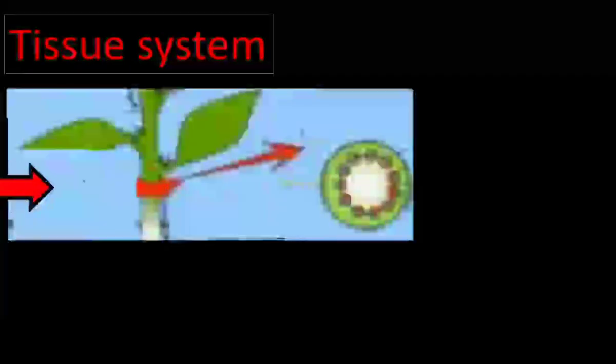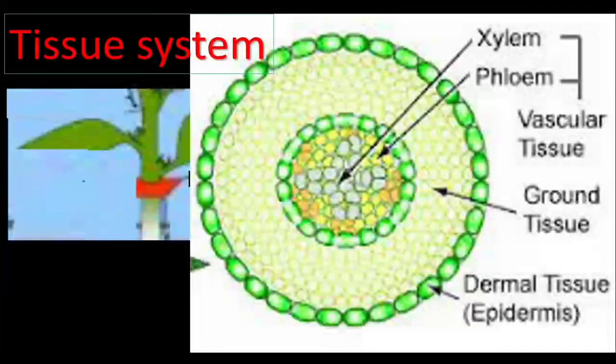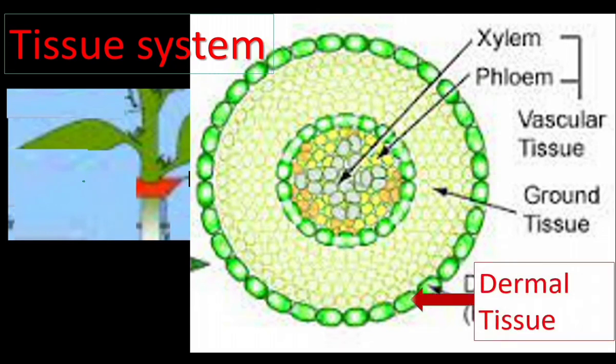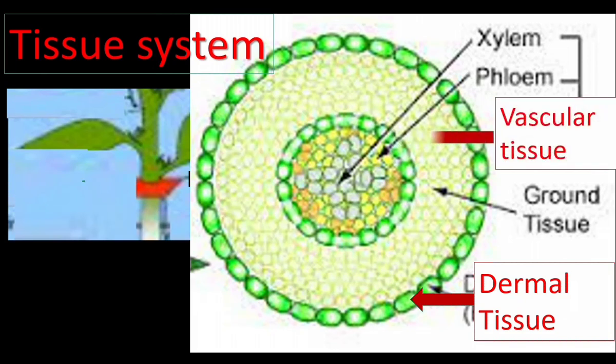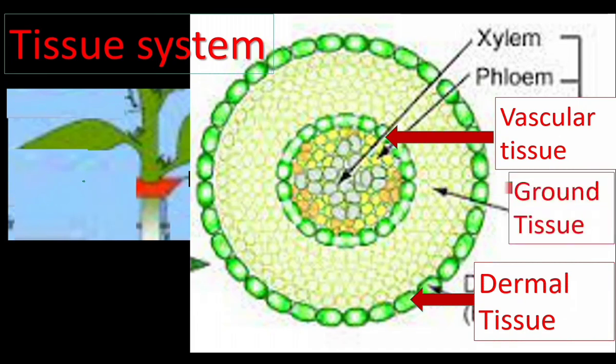If we take a small slice of root, stem or leaf and observe under microscope, we will get an enlarged image that shows different types of tissue systems. The outermost covering of plant body is formed of a tissue system, that is dermal tissue system or epidermal tissue system. At the center there is vascular tissue system. It is made up of xylem and phloem. Except these two tissue systems, the remaining area is filled with ground tissue system. Epidermal tissue system, ground tissue system and vascular tissue systems are the different types of tissue systems.